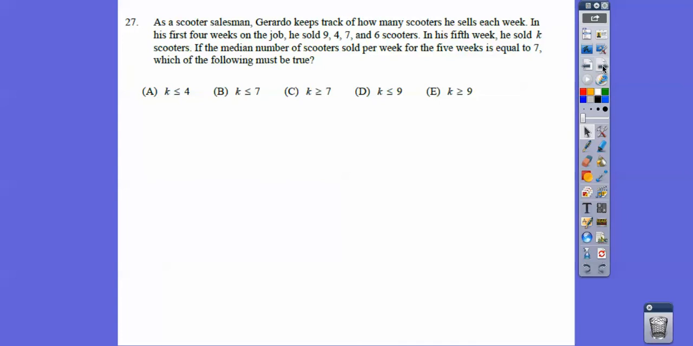As a scooter salesman, Gerardo keeps track of how many scooters he sells each week. In his first 4 weeks on the job, he sold 9, 4, 7, and 6 scooters. In his 5th week, he sold K scooters. This one's the median. The median is the middle. If the median number of the scooters sold per week for the 5 weeks is equal to 7, which must be true about K?